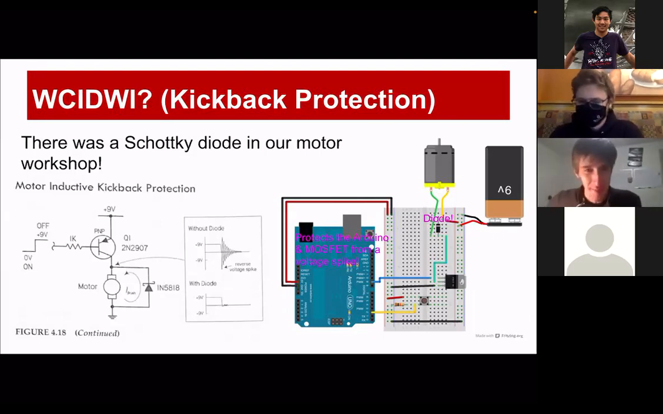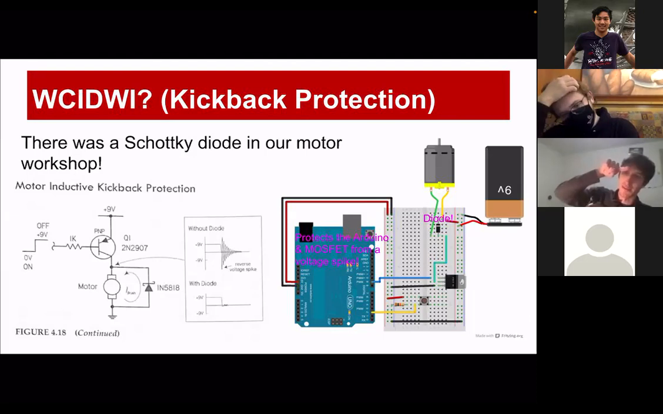But the Zener diode essentially acts as a kind of wave breaker, like in a wave pool. It stops it from oscillating back and forth. You can see the two graphs, the without diode and the with diode, where without the diode, the voltage kind of oscillates like this. And those large voltage spikes are much larger than the 9 volts and can break stuff. But with the diode, it just goes down.